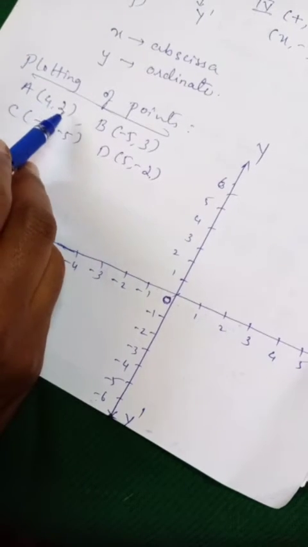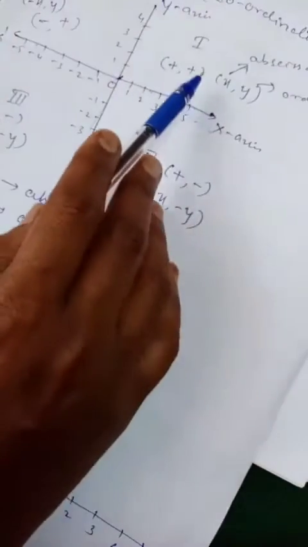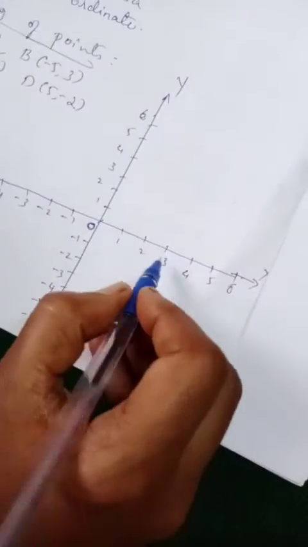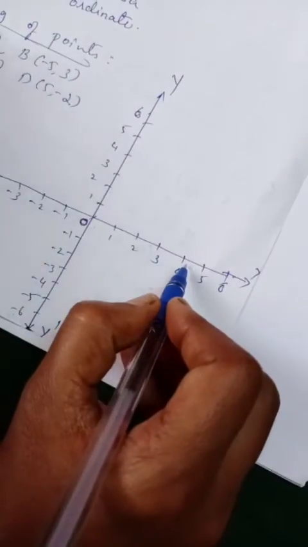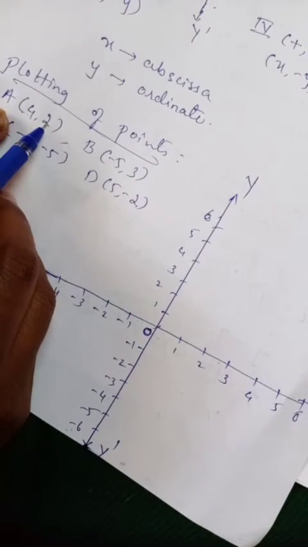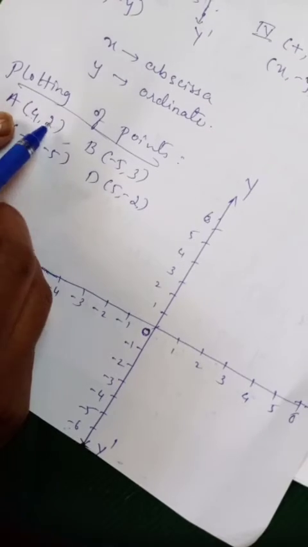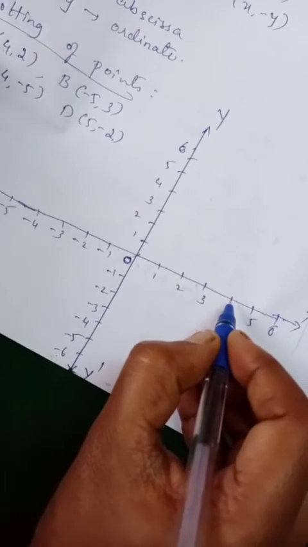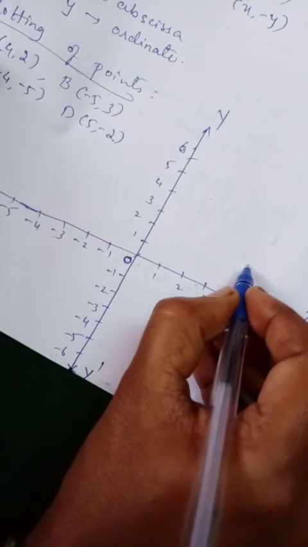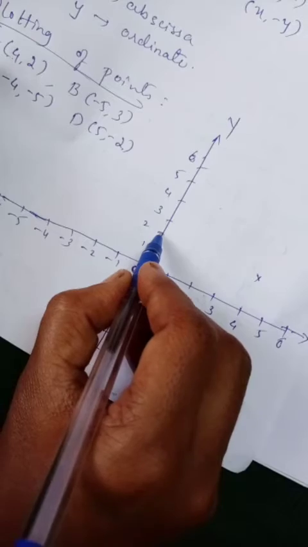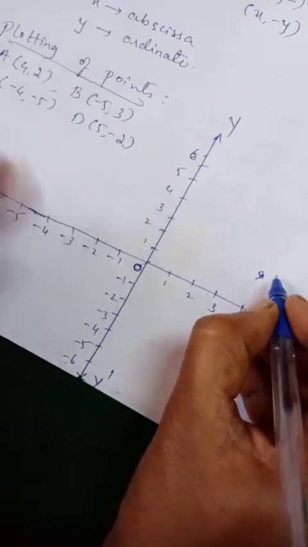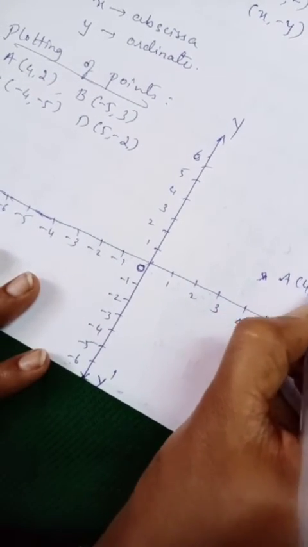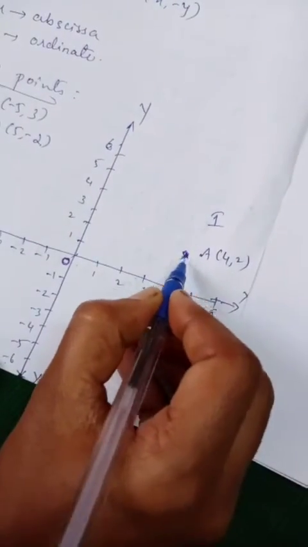Here both are positive. So this is the first quadrant. So we have to plot 4 and 2 here. 4 is the x and 2 is the y, that is abscissa and ordinate. These two are the x and y coordinates. So 4 is here, then 2 is here. So this is nothing but A, 4, 2. This is the first quadrant.